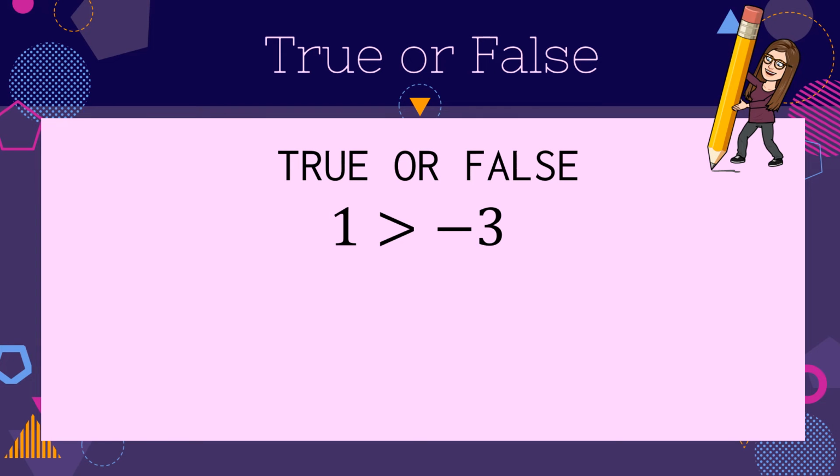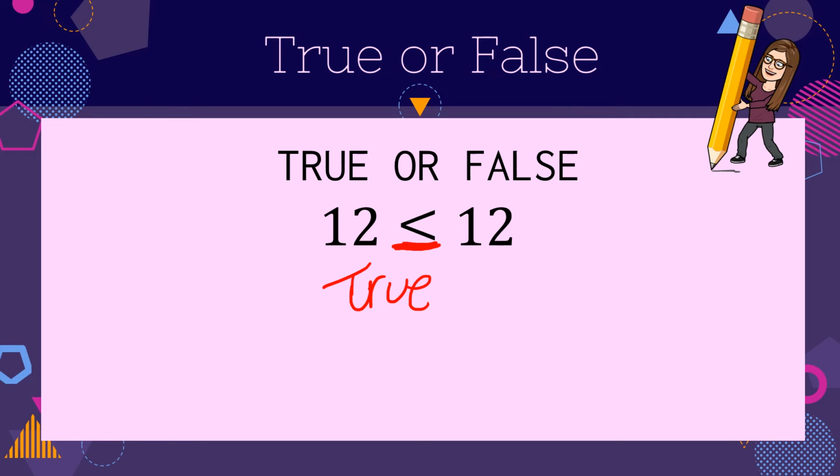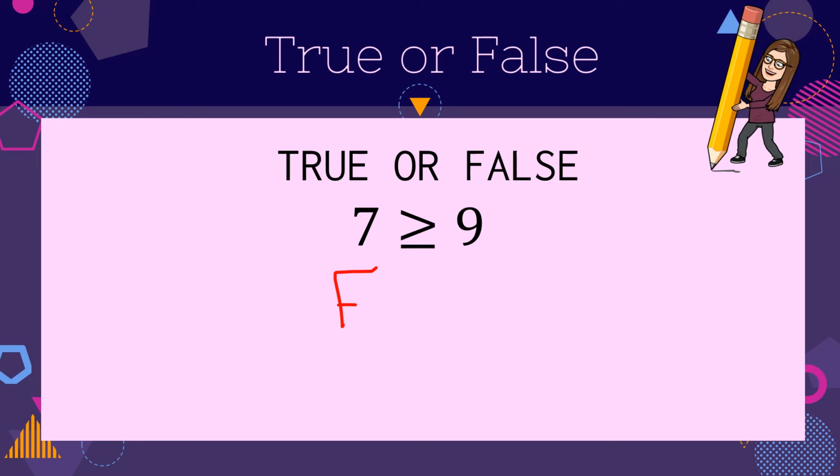How about this one? Is 1 bigger than, greater than -3? True. 1 is bigger. How about this one? Is 12 less than or equal to 12? Listen to what I said. Is 12 less than or equal to 12? True. That is true because it's or equals to. Let's try this one. Is 7 greater than or equal to 9? False. I'm not eating the bigger number here.